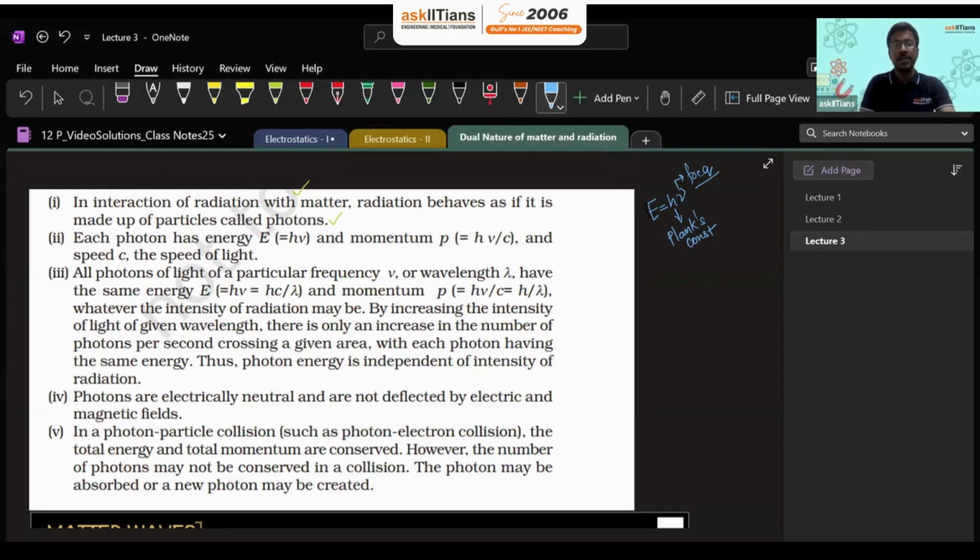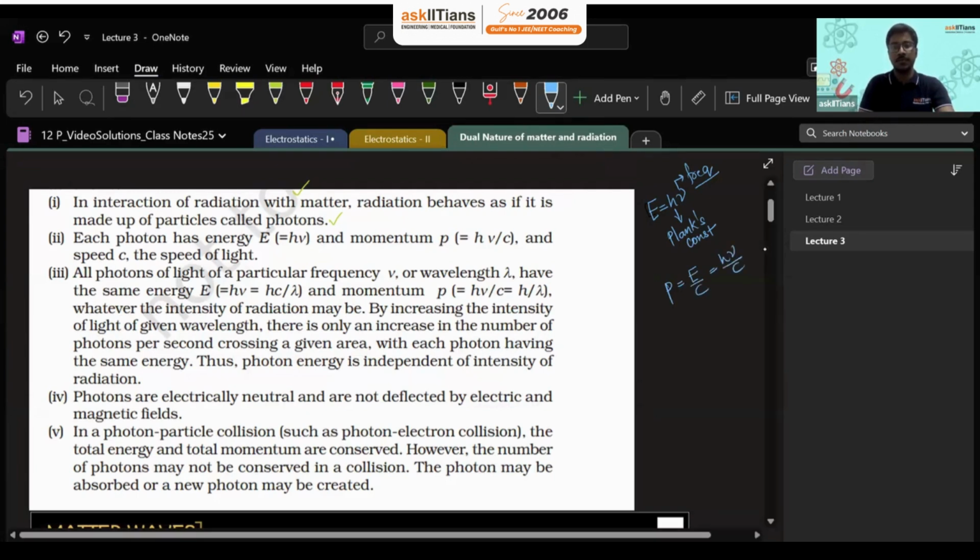Each photon has an energy h nu, as we have said, and momentum p is equal to E by c. The momentum of each photon is given by E upon c, or E can be written as h nu upon c, right? So all photons of light of a particular frequency or wavelength have the same energy and momentum, whatever the intensity of radiation may be. So that's what we have seen.